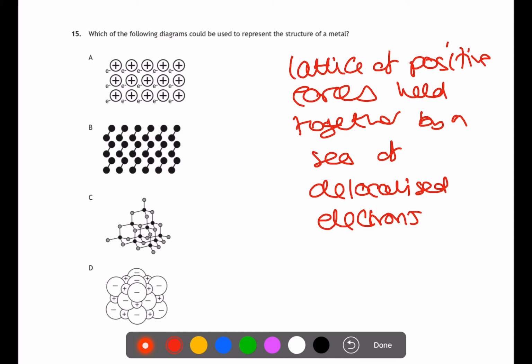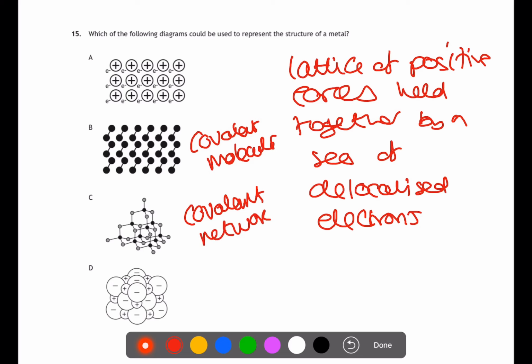However, let's look at the other structures and eliminate them. In B, we have a set of diatomic molecules. So this is covalent molecular. In C, we have atoms which are bonded through covalent bonds to each other in a long-range lattice. So this is a covalent network. And then in D, we have alternating positive and negative ions. So this is ionic.